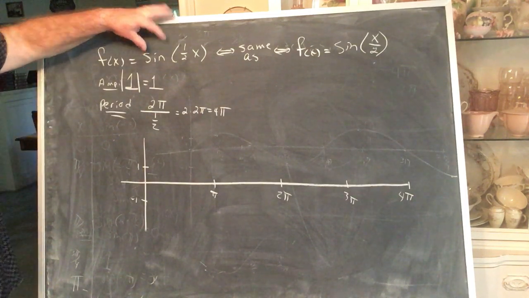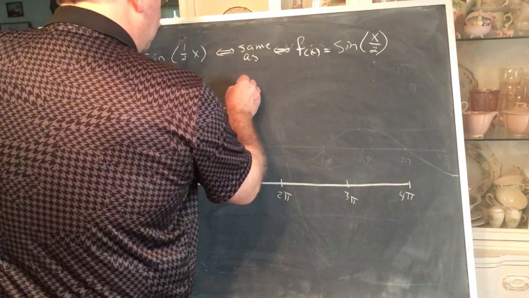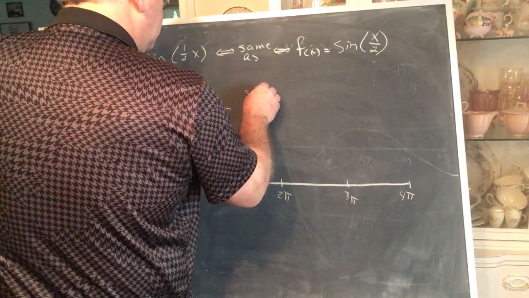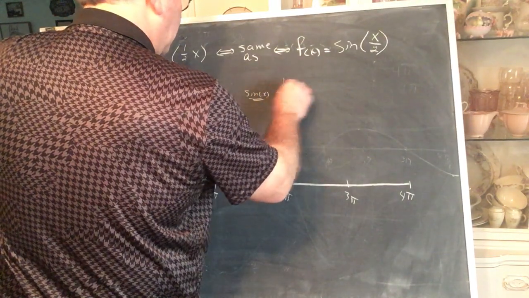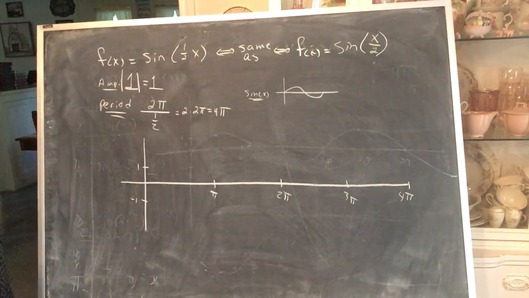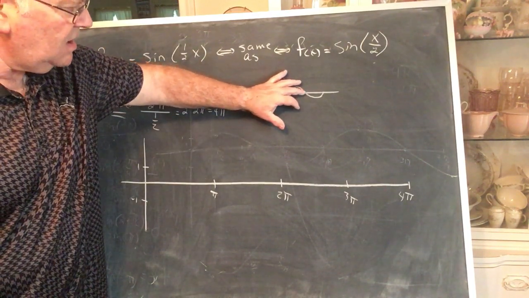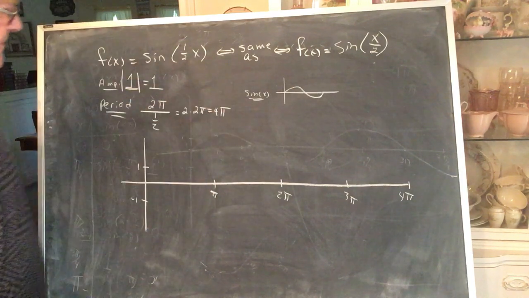Now, we know what happens with the sine. We know the basic shape of the sine curve. Isn't that a rough sketch of what the basic sine curve looks like? It starts at the node, goes to peak, goes to node, goes to trough, goes to node.